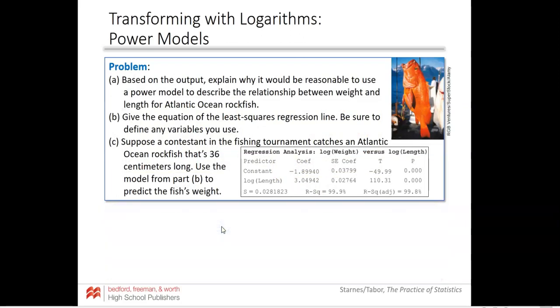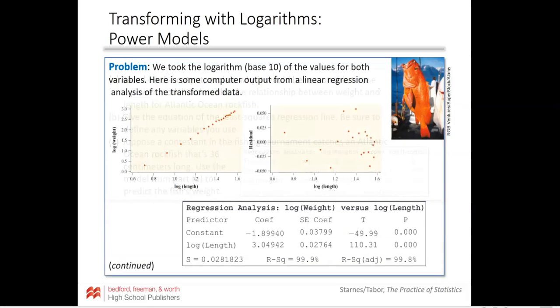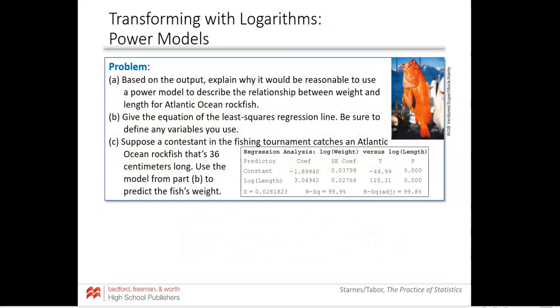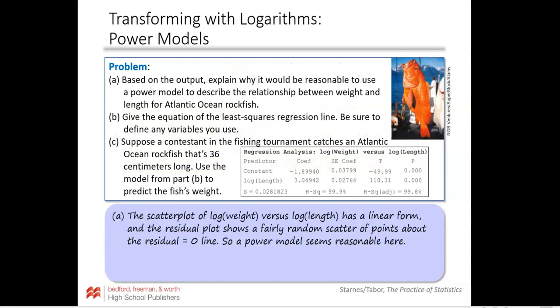so the first question was, is it reasonable to use a power model to describe the relationship? If you look at the residual plot to the right, it looks somewhat scattered. I don't love that there's a lot of clumping there, but there's no obvious curved pattern. So I would say the linear fit is a decent fit here. That's what you're looking for, some scatter in there.